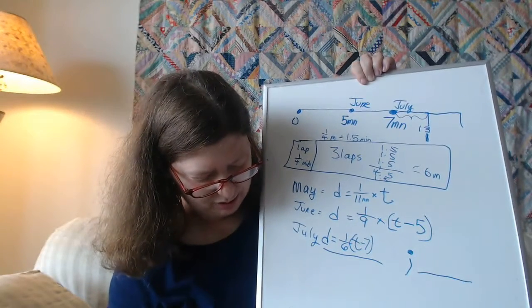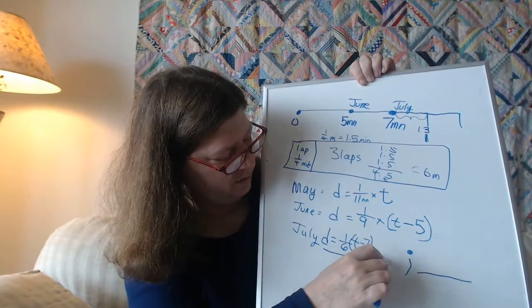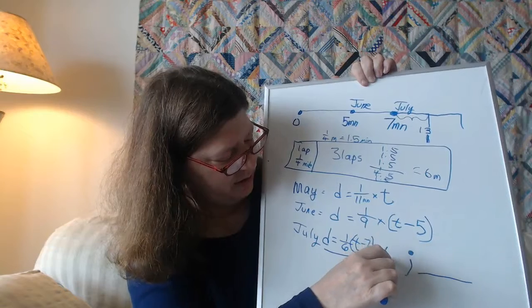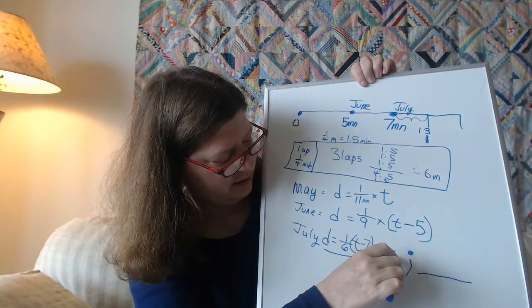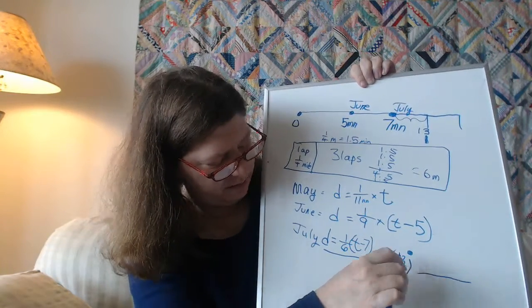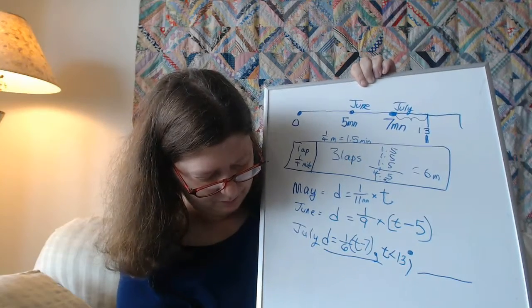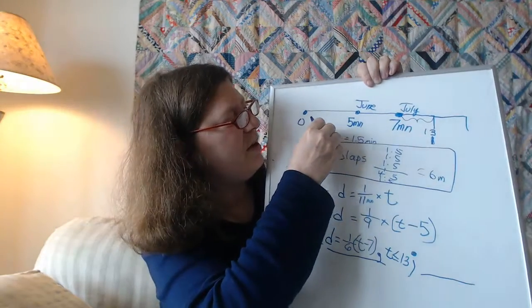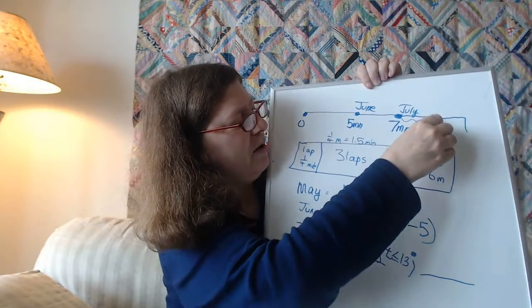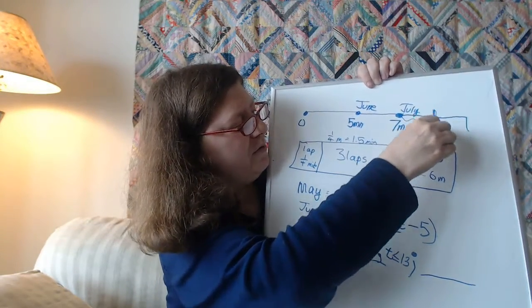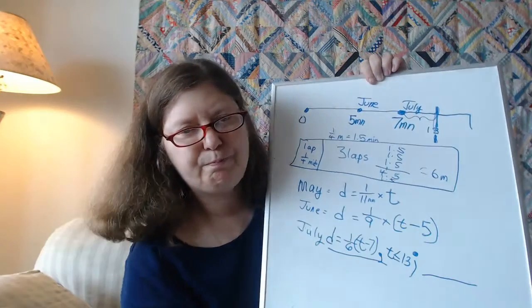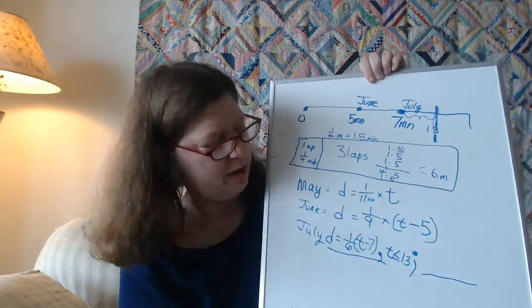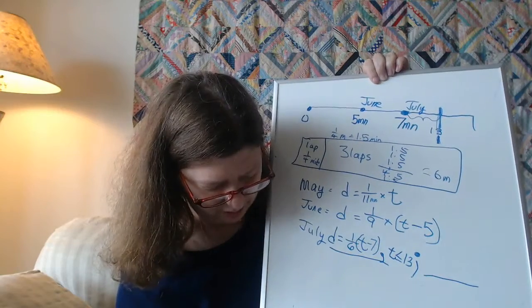So the answer key tells us that it's t less than or equal to 13. All that means is that her time for this first lap ends here. Okay, now we have the second one.